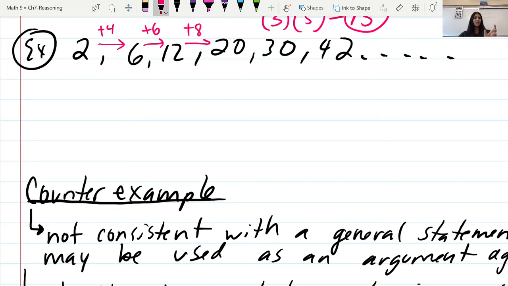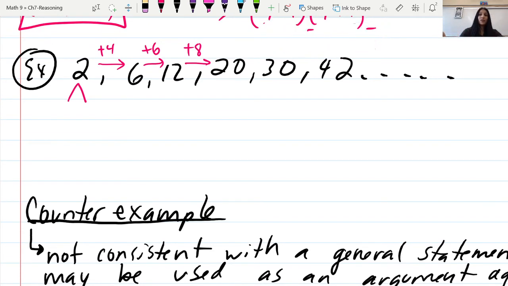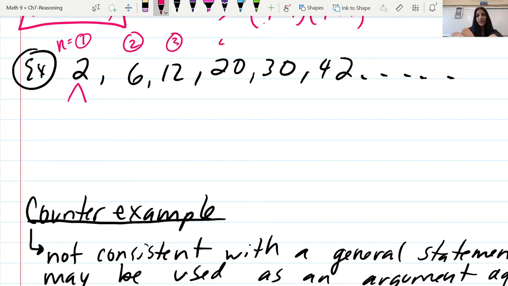Okay, so I do see a pattern. Each time the amount I add goes up by another 2. So plus 4, plus 6, plus 8, plus 10. But that's not a linear pattern because it's not a common difference. The difference is changing each time. That's how I know it's got to be something times something to come up with that value. So I'm going to get rid of this so that I can write my term number for you. So here, that would be the first term. This would be the second term. I'm going to circle them so we don't get confused. That's the third term, fourth term, fifth term, on, and eventually we would want the nth term.